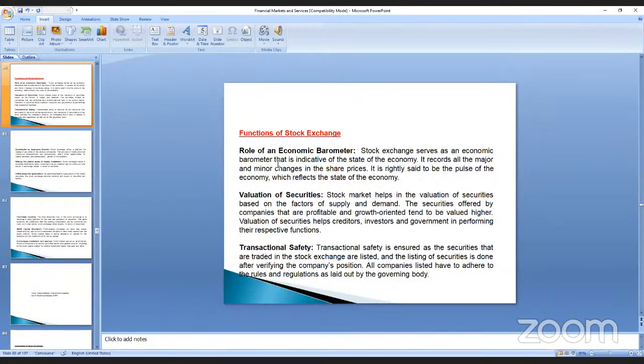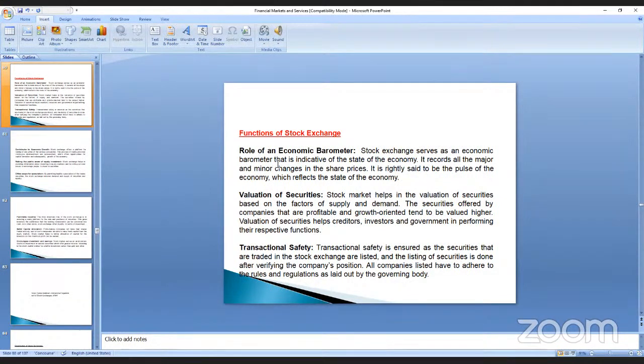So now you see the functions of stock exchange. It is an economic barometer, and it also reflects the major and minor changes in share prices. Changes in share prices are said to be the pulse of the economy, and they indicate the state of the Indian economy.